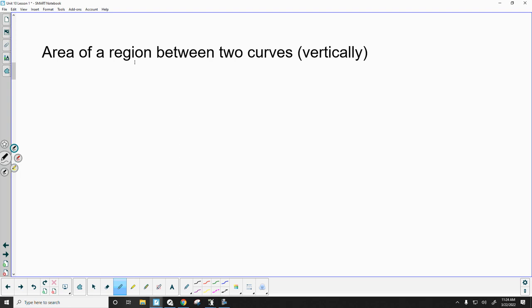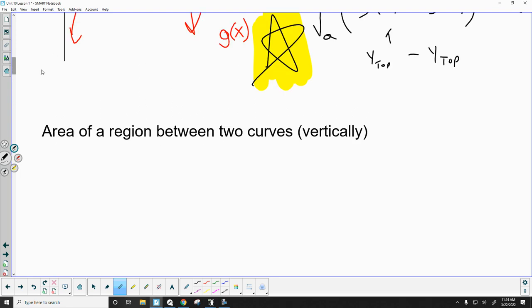Now, with areas, you've been told that if you have like a region below the x-axis, you'd consider the area negative, right? You guys comfortable with that? What I'm telling you is that if you're asked to find an area of a region that's enclosed by multiple curves, area is always positive.